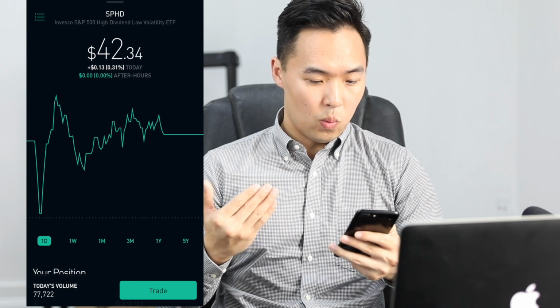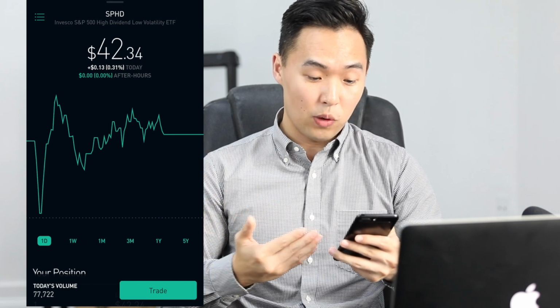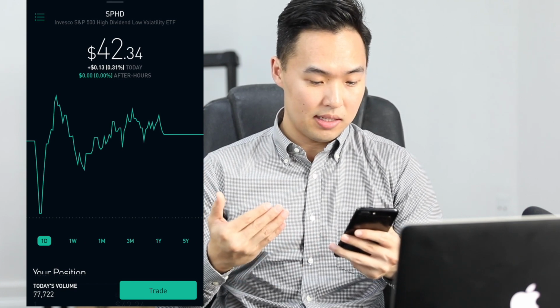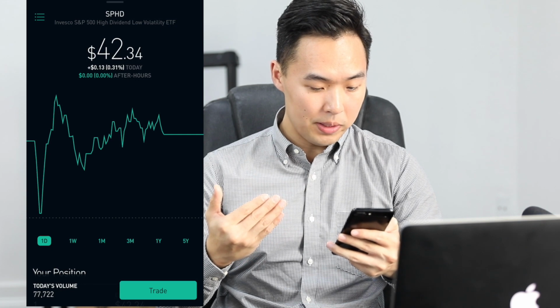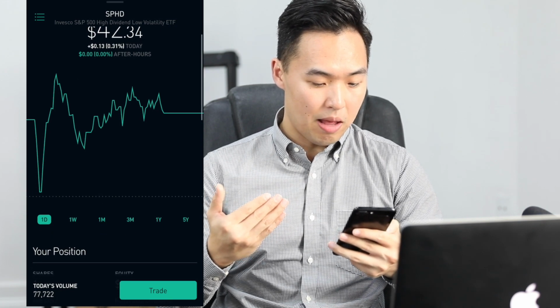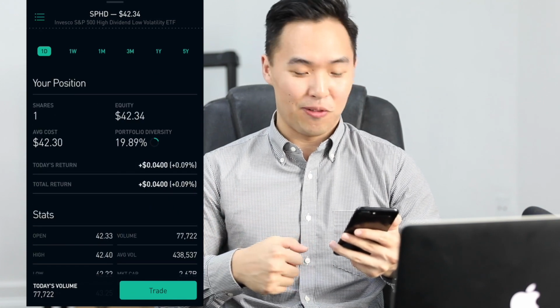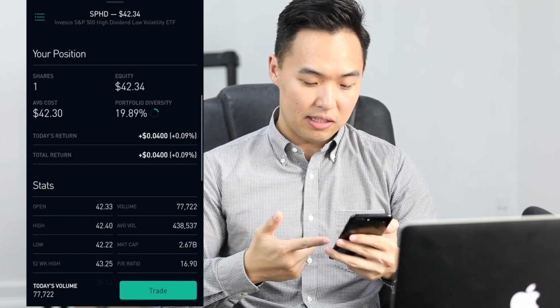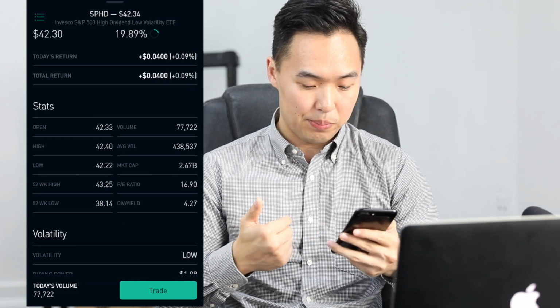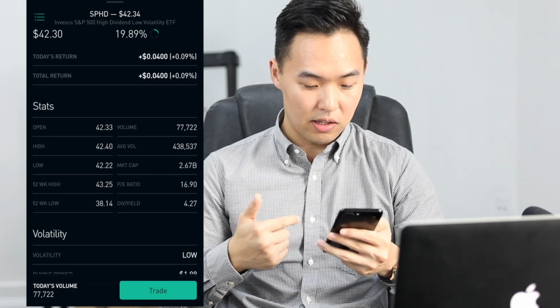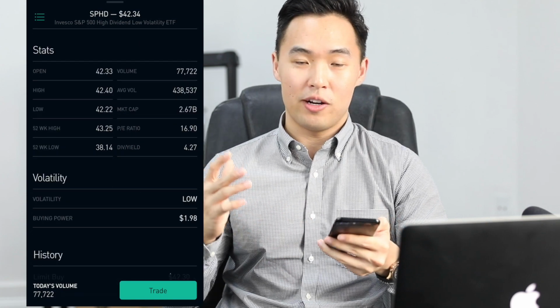So this costs $42.34 at the moment. I bought 1 share. I bought it at $42.30, and it's about 20% of my portfolio. As you can see, the dividend yield is 4.27%. Volatility is low. That is what I'm looking for in a lot of stocks.